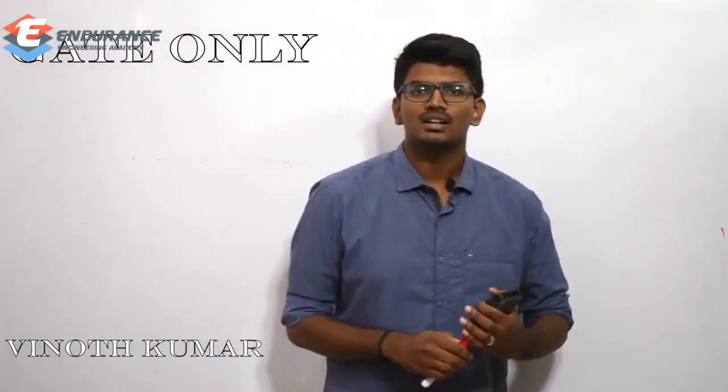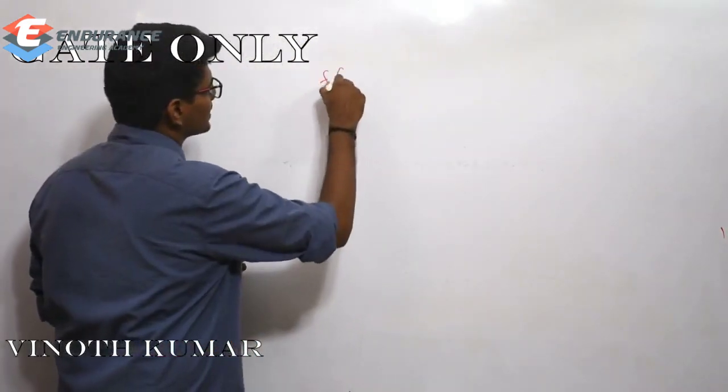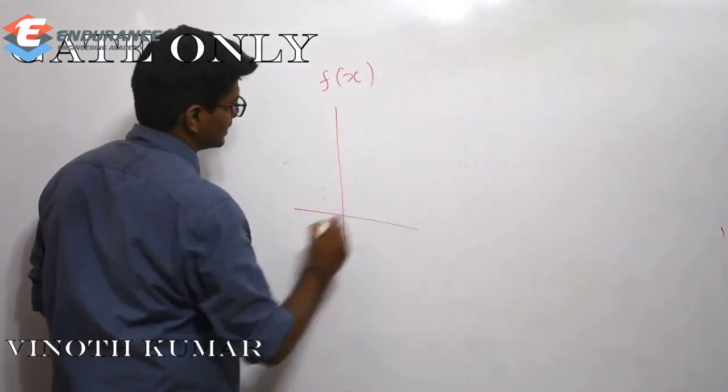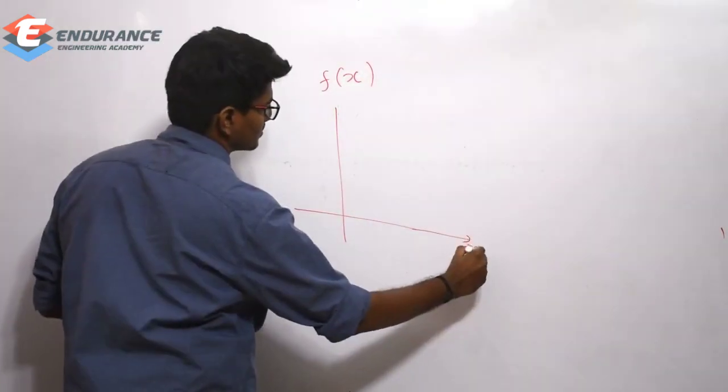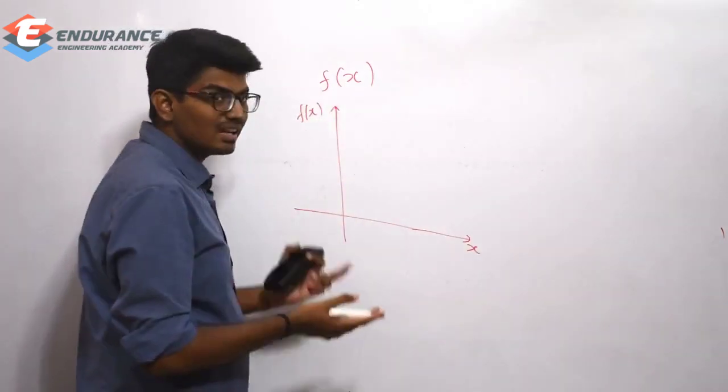The next concept which you are going to see is maxima and minima. Before going into the mathematical part of it, we will first understand what it is. Let f of x be any function. If I want to draw f of x with respect to the x axis, the curve could be of any type, right?